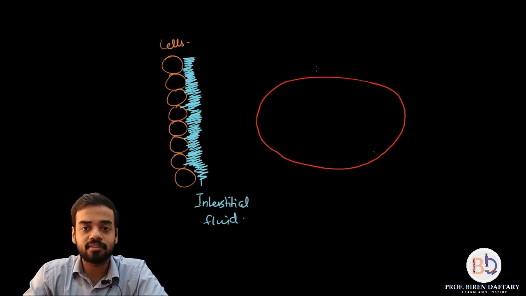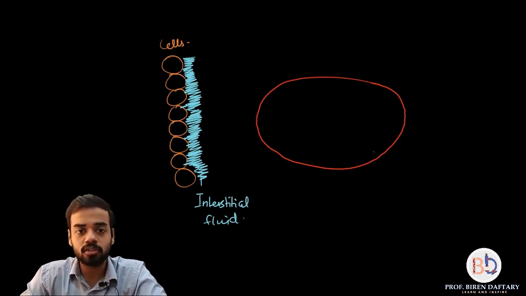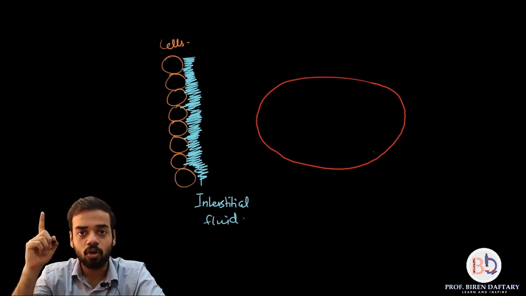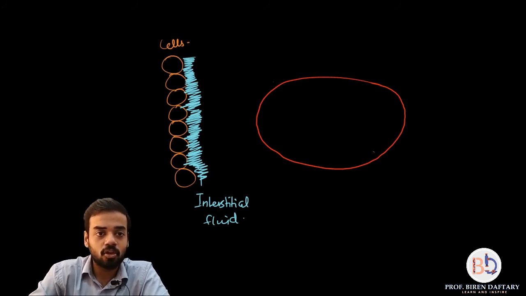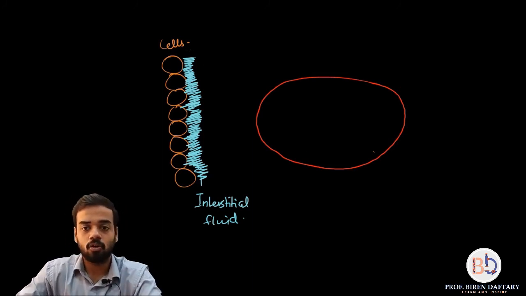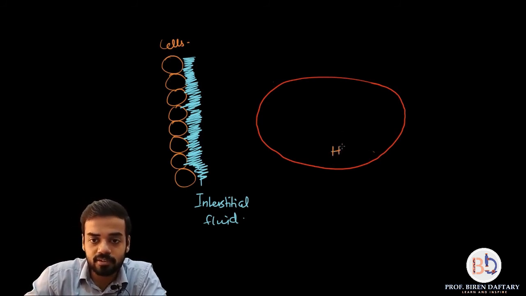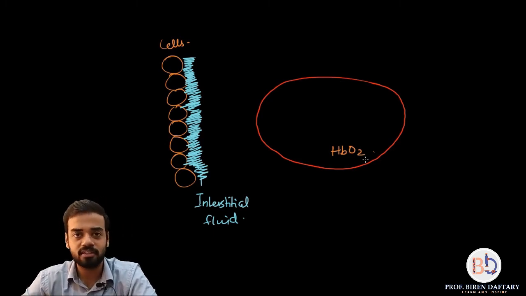Now this is the vessel which is bringing the blood, oxygenated blood, to the cells. So first thing I am going to write down the equation of oxygen transport. Inside this, obviously, oxyhemoglobin is present. So I am going to write HbO2. I am not going to write Hb4O2. It is understood, Hb4O2, HbO2, it is the same thing.